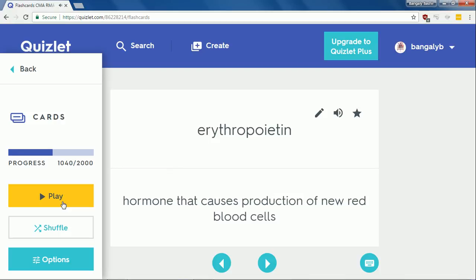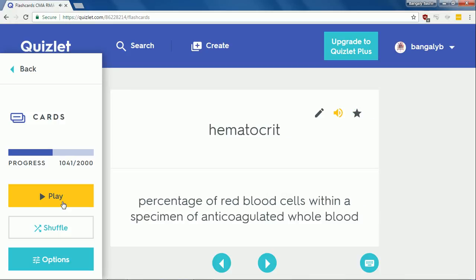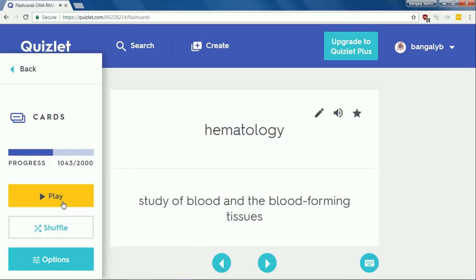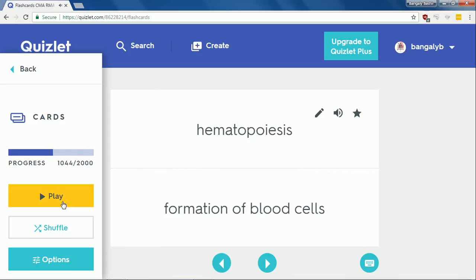Erythropoietin. Hormone that causes production of new red blood cells. Hematocrit. Percentage of red blood cells within a specimen of anticoagulated whole blood. Hemoglobin. Molecule within a red blood cell that transports oxygen. Hematology. Study of blood and the blood-forming tissues. Hematopoiesis. Formation of blood cells.